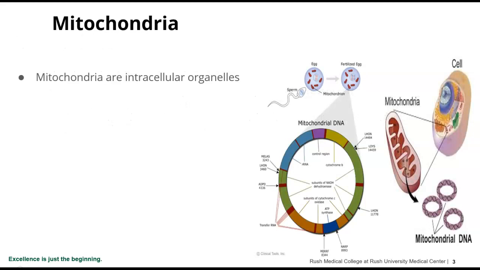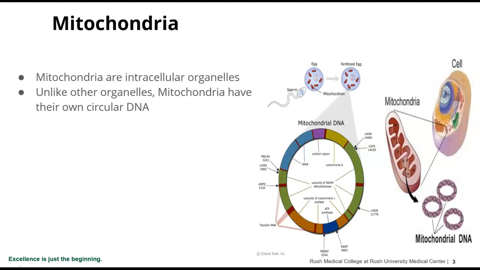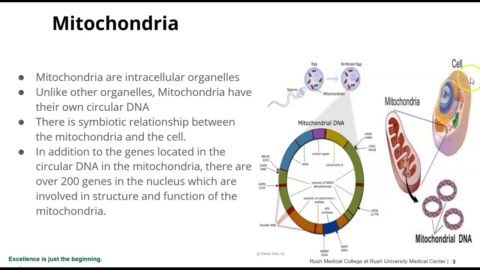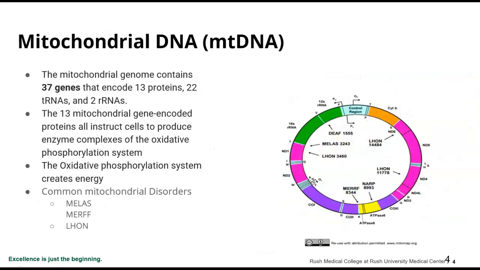So mitochondria are intracellular organelles. Unlike most other intracellular organelles like the lysosomes or peroxisomes, they have their own circular DNA. It's kind of a symbiotic relationship with the cell, and it's believed that this circular DNA, which is usually seen in prokaryotic organisms, somehow integrated into eukaryotic cells. It's responsible for energy, but it also needs the cell. It's kind of a joint combination thing, because there are over 200 genes in the nuclear DNA that are important in constructing the mitochondria so it can make the energy for the cell.